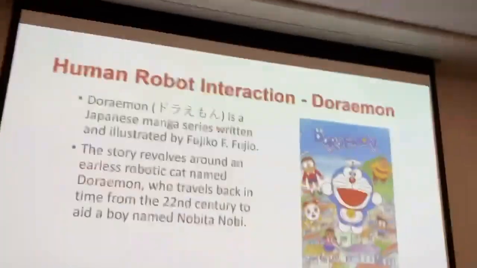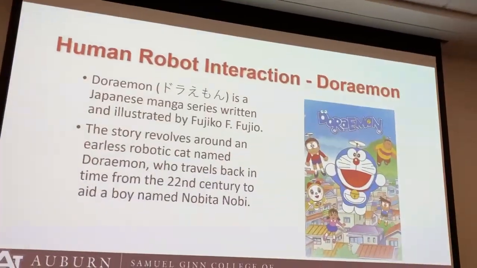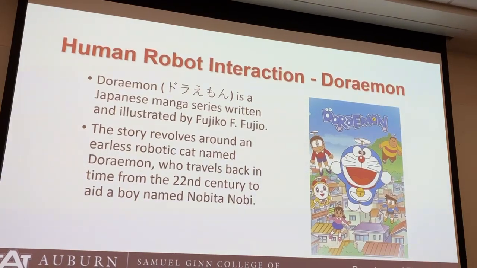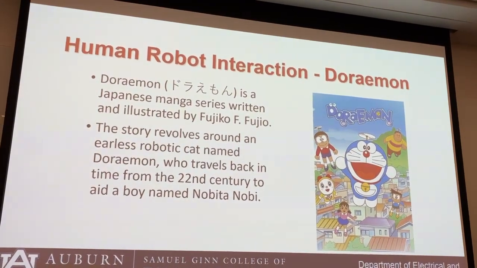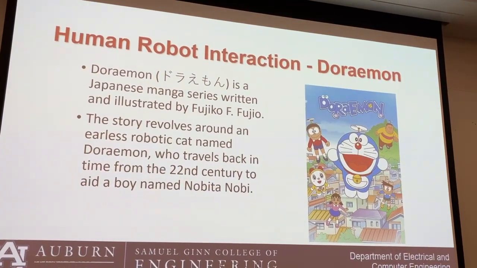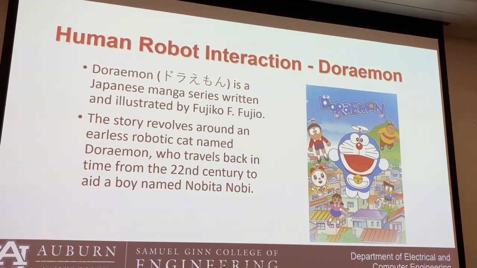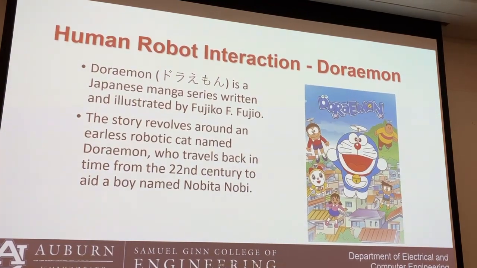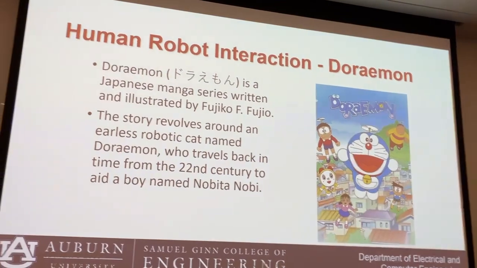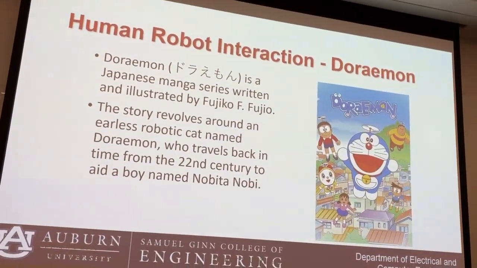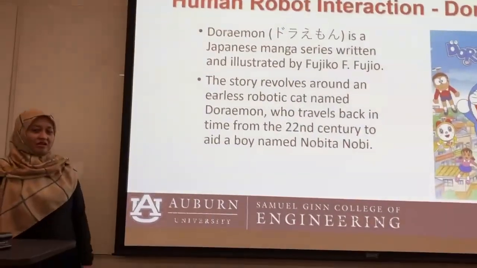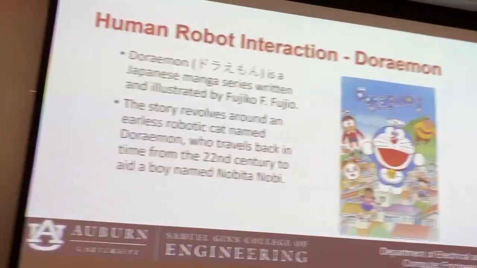I chose human-robot interaction because of a character from the Japanese manga series Doraemon, written and illustrated by Fujiko Fujio. He is an earless robot cat who travels back from the 22nd century to aid a boy named Nobita Nobi. He has really cool gadgets to help Nobita and his friends solve their daily life problems.